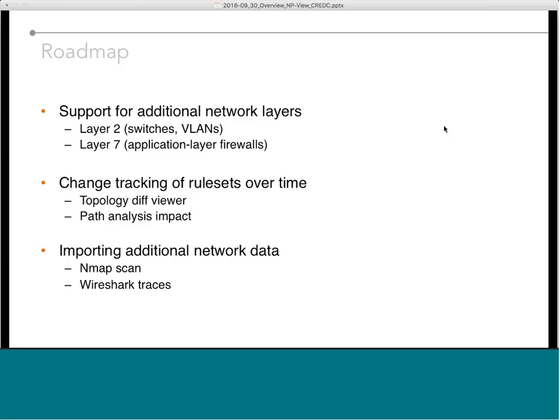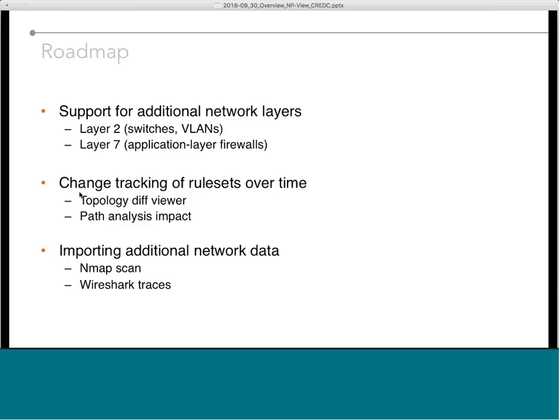Among the main work on which we're working now is adding support for layer 2 connectivity, so being able to understand how switches and VLANs are augmenting or diminishing connectivity in the map I was showing. Also adding support for layer 7, so application layer firewalls such as Palo Alto firewalls. We're working on being able to do change tracking of full sets over time.